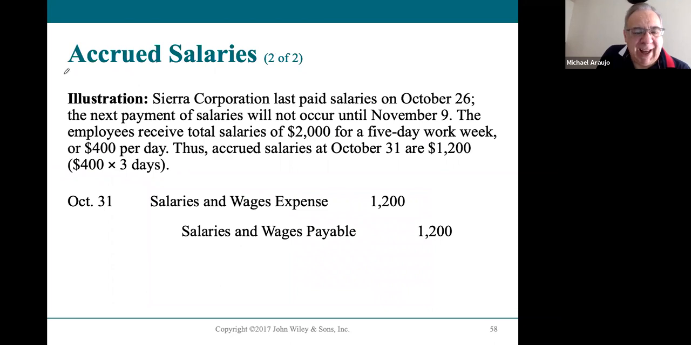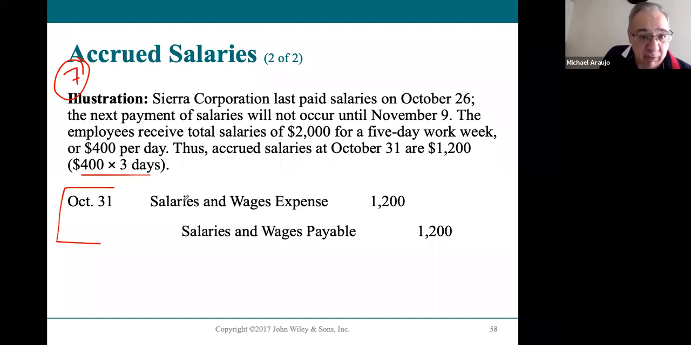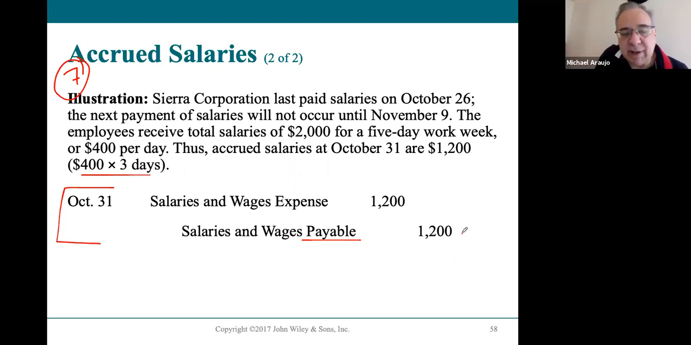So the last one, the 7th adjusting entry that you're learning of the 7, is an accrued salary. You are going to expense those 3 days of work in October because they happened in October. And so we have a salaries and wages expense for $1,200. We're setting up a salaries and wages payable for $1,200 because we will be paying that on, I think the calendar said November the 9th, but still, we're doing this as of October 31st. So it becomes a payable. So that's the journal entry.